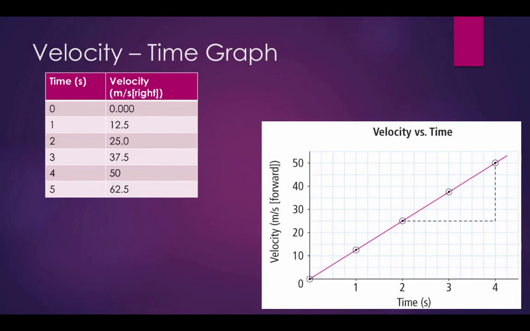When we plot these data points, we get a velocity time graph that is a straight line. This does not indicate uniform motion. This is not a position time graph. This is a velocity time graph, and this straight line indicates uniform acceleration.